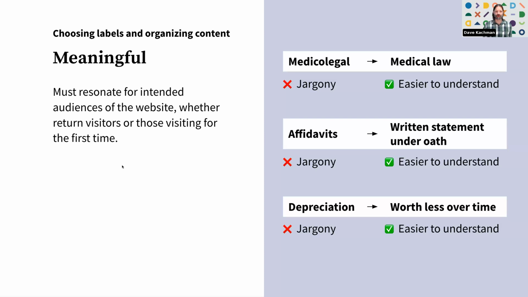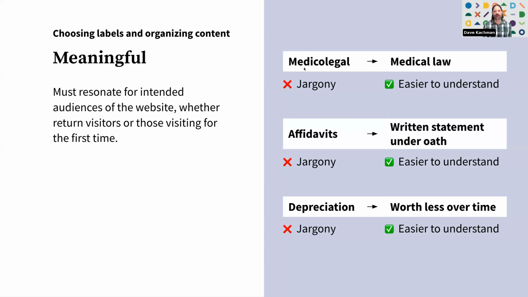So what makes an excellent label? It's meaningful to people. It must resonate for the intended audiences of the website, whether they're return visitors or those visiting for the first time. This is where jargon can come up and really make it challenging, especially for first-time users, to understand your content and understand how to go through the navigation.